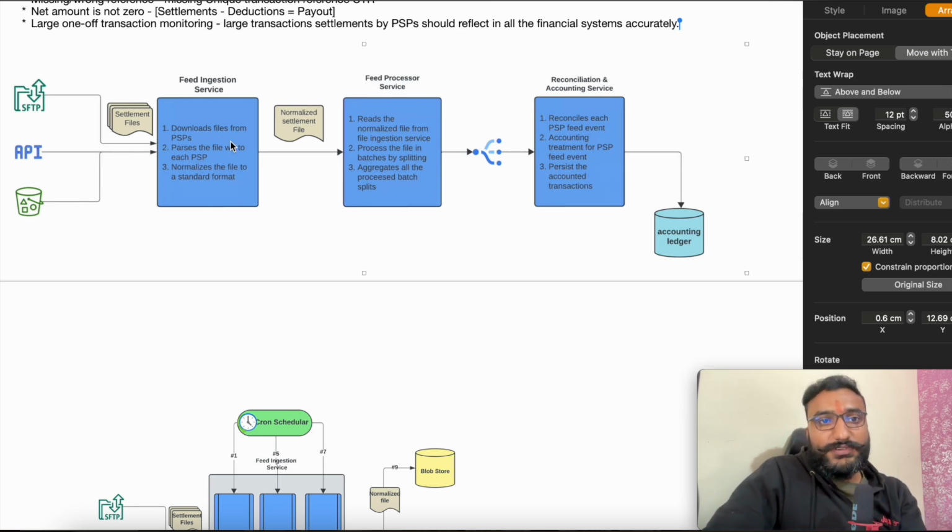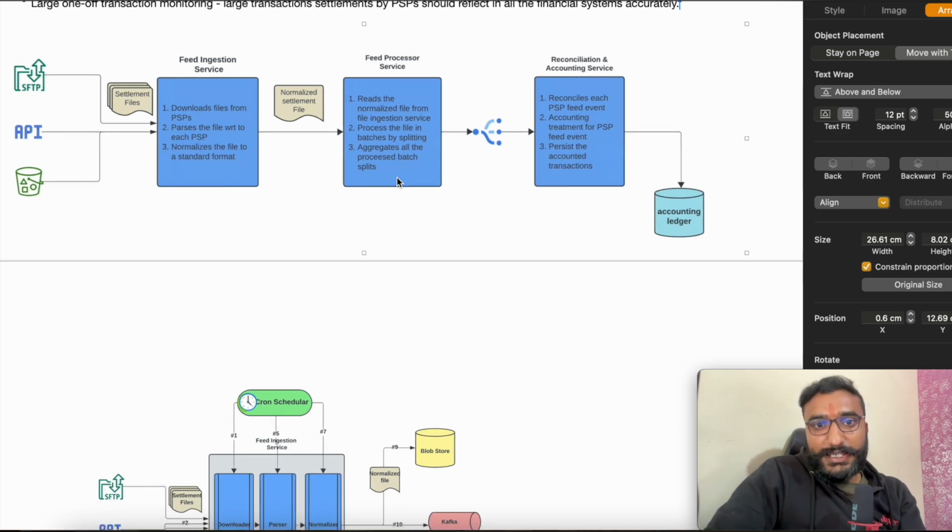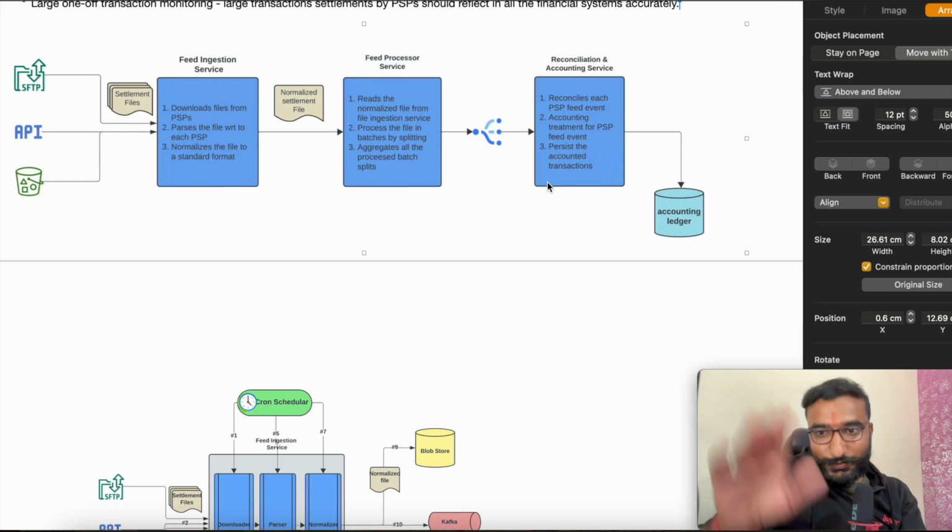Okay, so this is the work of the ingestion service. There are different delivery mechanisms, as we mentioned already. You consume those files and then you create a beautiful normalized view and then put it into a blob storage. Feed processor service consumes that file, processes that file in batches, and then further moves that to the reconciliation system, which again takes some actions. We will talk again about each of the components in detail.